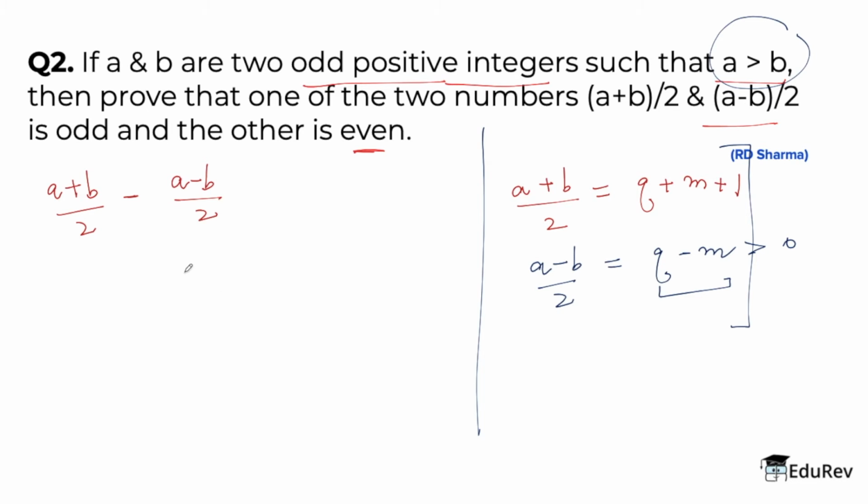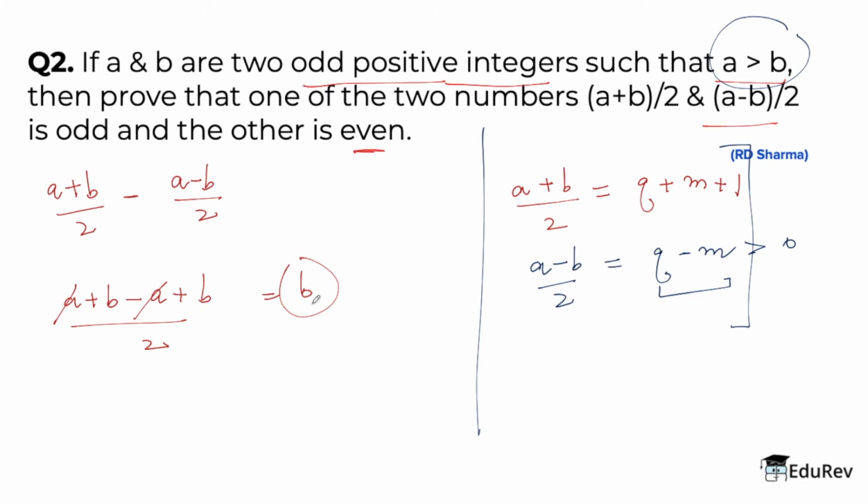Alright, so if I subtract these two, it will be what? (A plus B) minus (A minus B), all divided by 2. So A and A will get cancelled. It will be 2B by 2, and the 2s get cancelled. So at the end, it's going to be what? B.